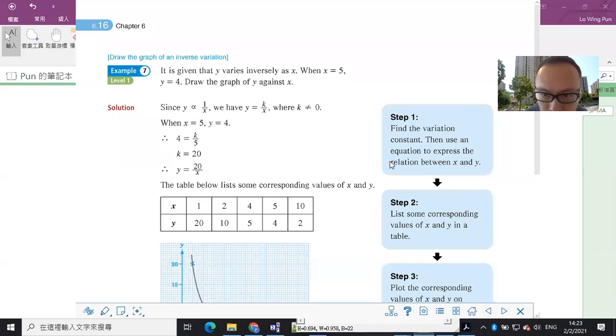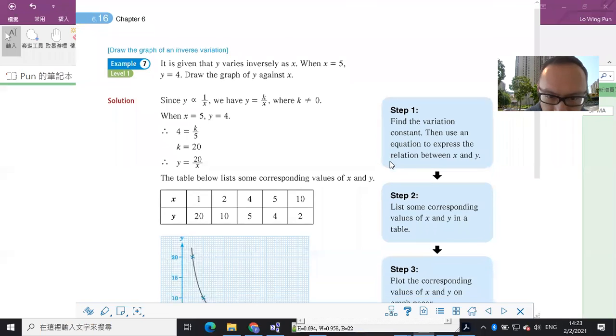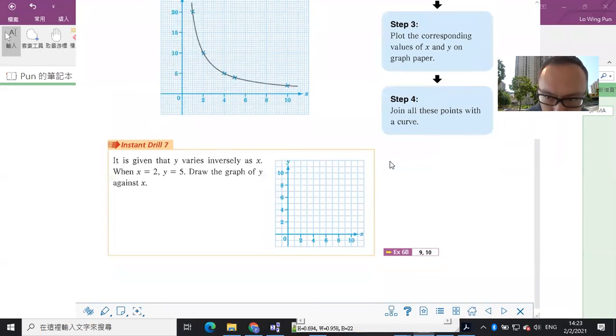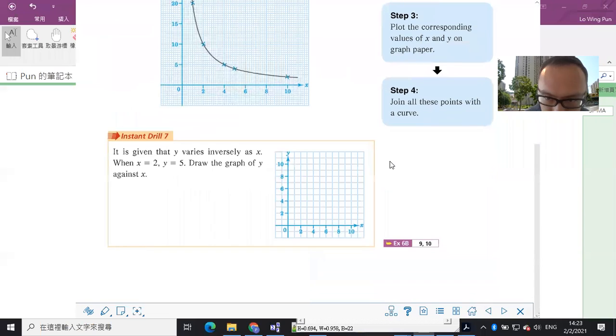And again, you may just delete example 7 because we are not going to learn anything about the graphs in this chapter. We will skip all the graphs. All the graphs in this chapter are not required.